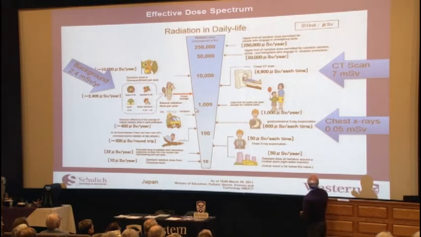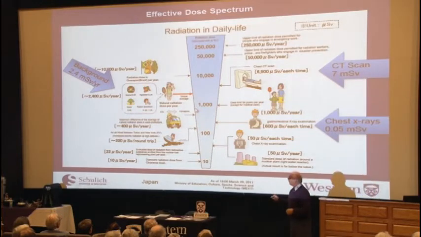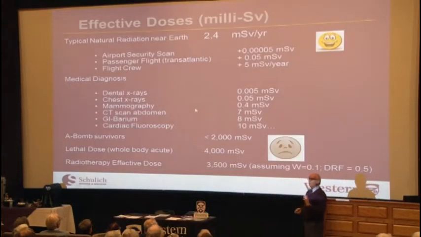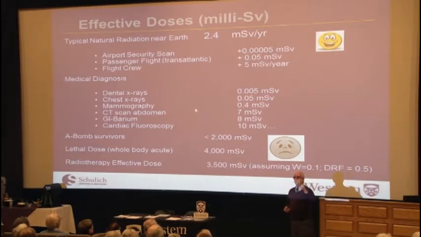So those are the landmarks here: 0.05 millisievert for a chest x-ray, 7 millisievert on the high side for a CT scan because it's a full three-dimensional scan, and 2.4 for background radiation. So let's go through a few more numbers so that you can situate risk when you consider different exposures.